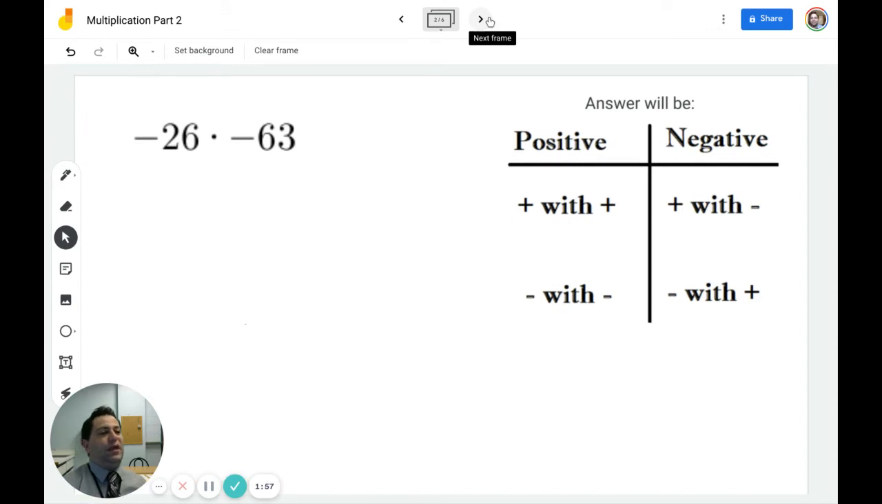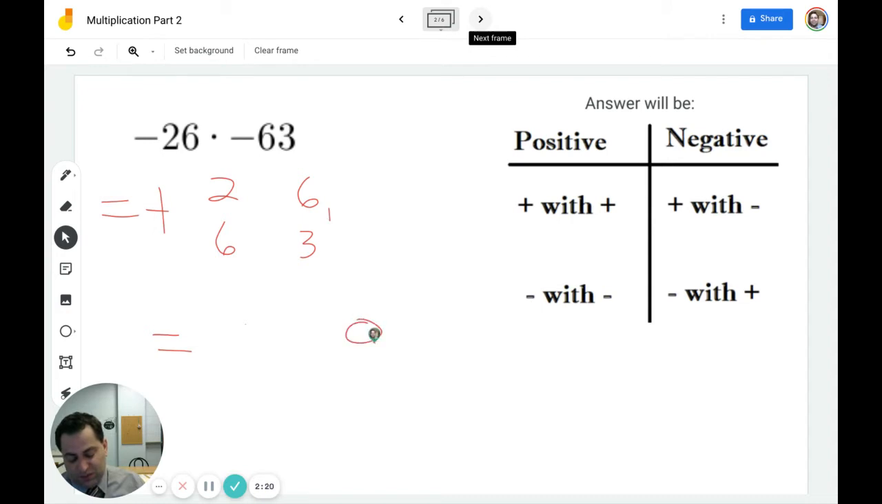In this next example, we have negative 26 times negative 63. The first thing I want to look at is my signs. I have negative times a negative, which is going to be a positive. Once again, I'm going to put these in a box, 26, 63. I'm going to start by doing 6 times 3, which is going to be 18. I'm going to cross multiply and add up. 6 times 6 is 36. 3 times 2 is 6. 36 plus 6 is 42.